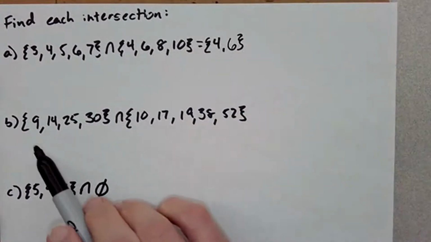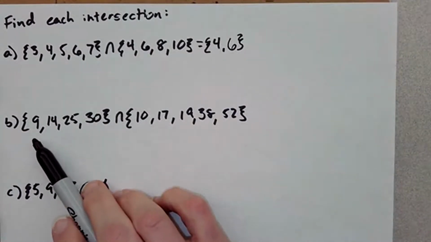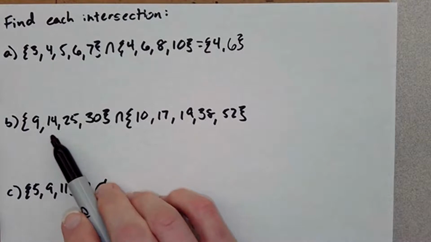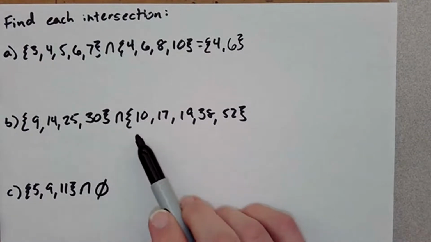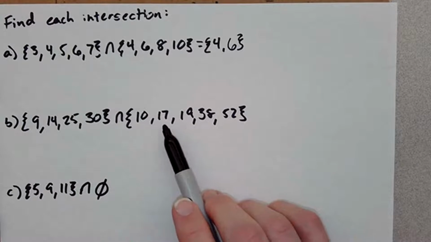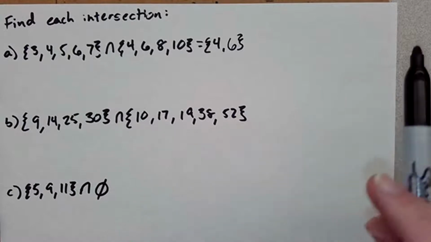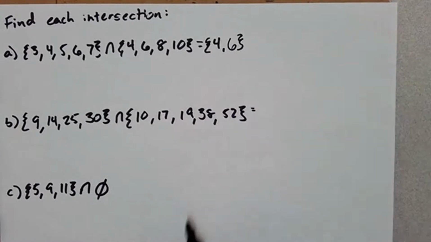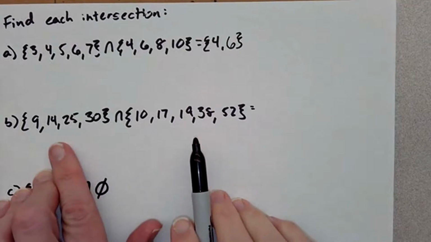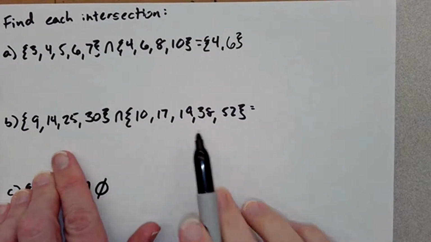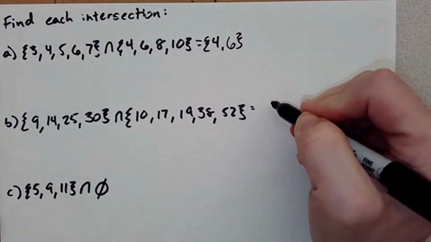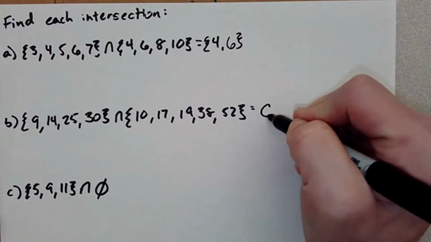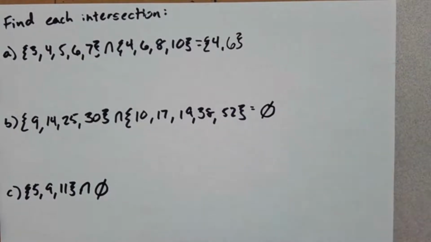Next, we have the intersection of the set that includes 9, 14, 25, 30 with the set that includes 10, 17, 19, 38, and 52. Notice that none of the elements in one set are in the other. Therefore, the intersection of these sets is the empty set.